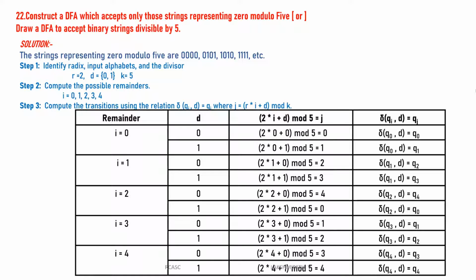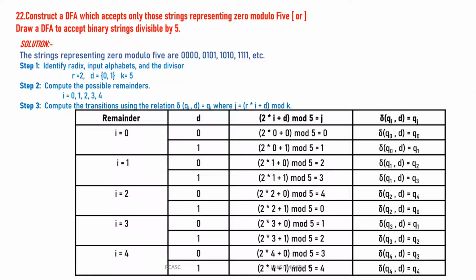Then here R is 2, into I is equal to 0 plus D, also 0. D will be taken from that particular column, where I is equal to 0 and D is equal to 0. That value we consider. Then the R value is 2 into 0 plus 0. 2 into 0 is 0, plus 0 is 0. 0 modulo 5 is 0 only. Clear? 2 into 0 is 0 plus 0, modulo 5 is 0 only. When 0 is divided by 5, the remainder will be 0 only.